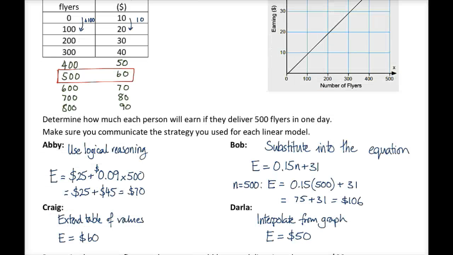So the first part asks us to find the value of the dependent variable, the earnings, using the 4 different approaches, and the condition that we're given is that they deliver 500 flyers in one day. So how, given these 4 different representations, would we find out their total earnings?